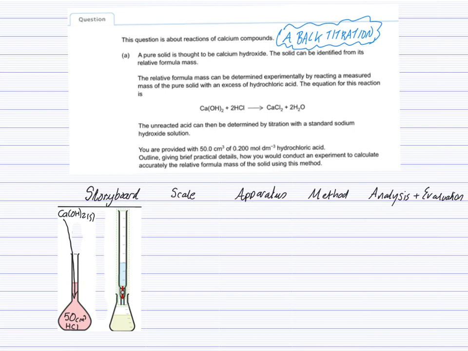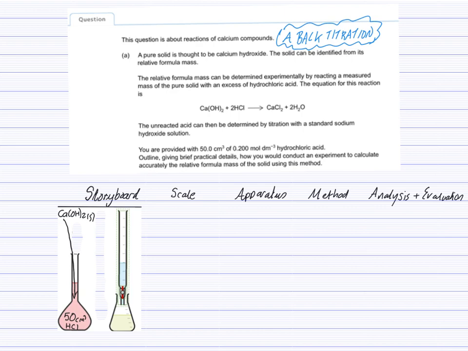So if we visualise using a storyboard the apparatus that we're going to use, we've been told here we've got 50 centimetres cubed of the acid, and we know that its concentration is 2 moles per dm cubed. So I'm just going to put that into there. So the original concentration of the acid was 2 moles per dm cubed.